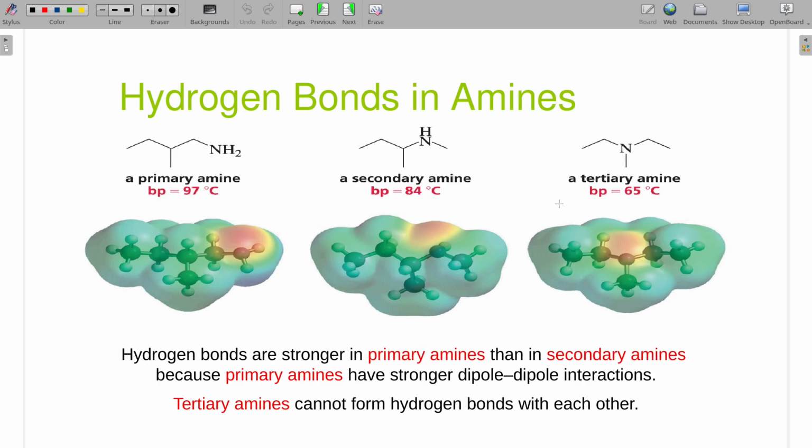All right, hydrogen bonds and amines are the variable. So for hydrogen bonds and amines, you need an NH. And since you can build the same exact chemical structure with no NH bonds, we will see a drastic change in boiling points just by not having an NH. So tertiary amines never actually form hydrogen bonds, but primary and secondaries do.